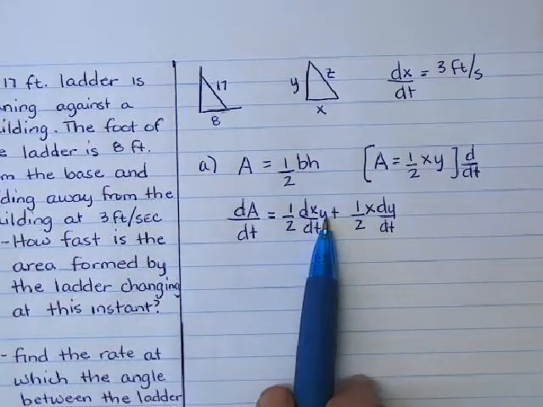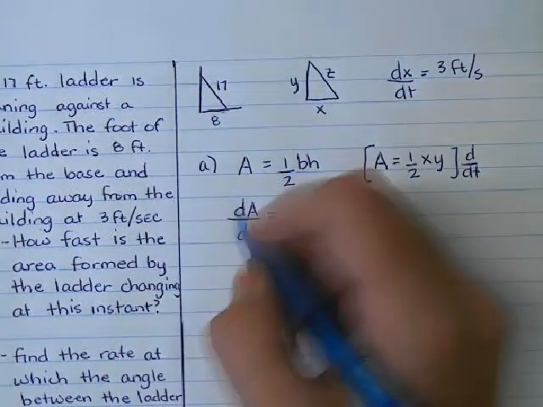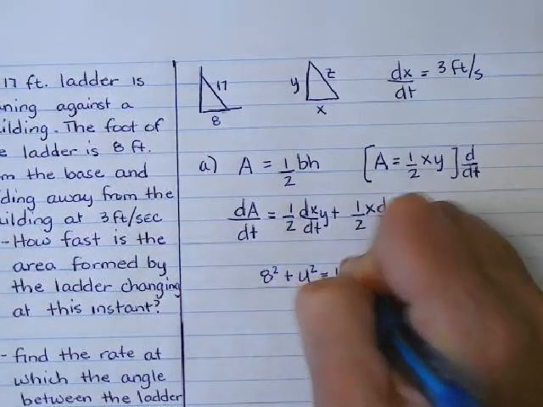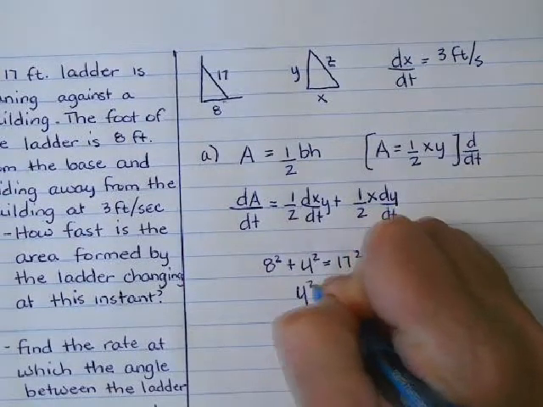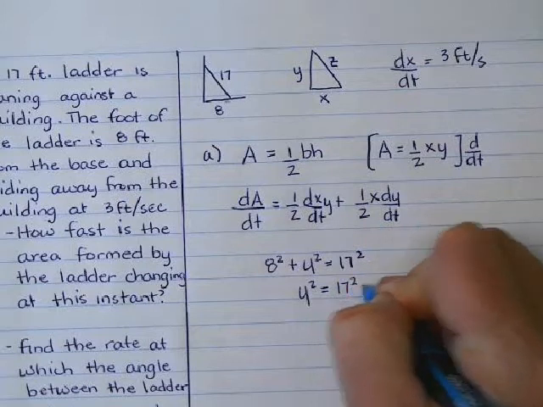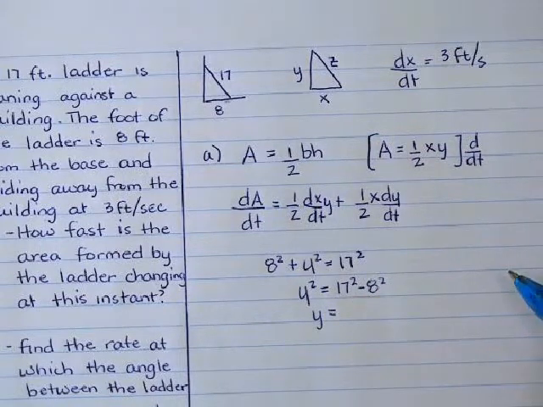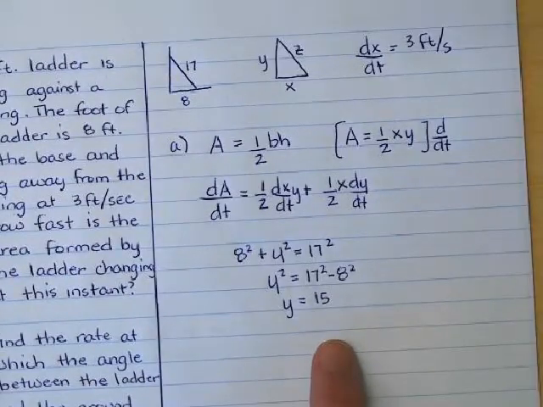Okay, so we need to figure out y, and we need to figure out dy/dt. Well, I can figure out y, because I know that leg squared plus leg squared is going to give me hypotenuse squared. So y squared is 17 squared minus 8 squared, and you can put that on your calculator. Let me see if I've done it already, and I get that y is 15. Okay, so this is a case where I had to go find out some information.